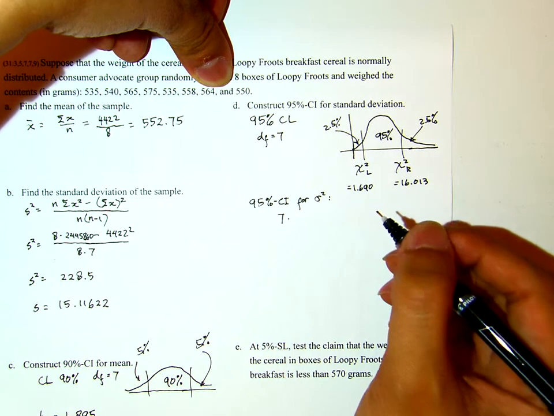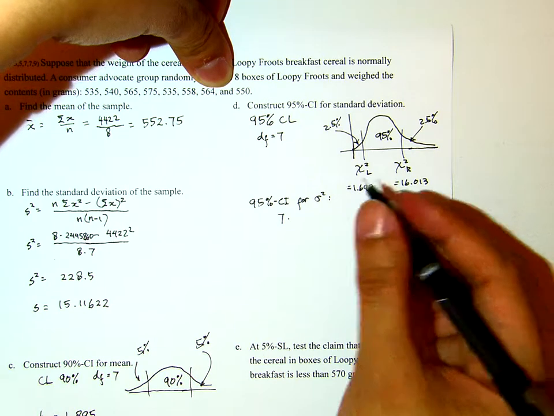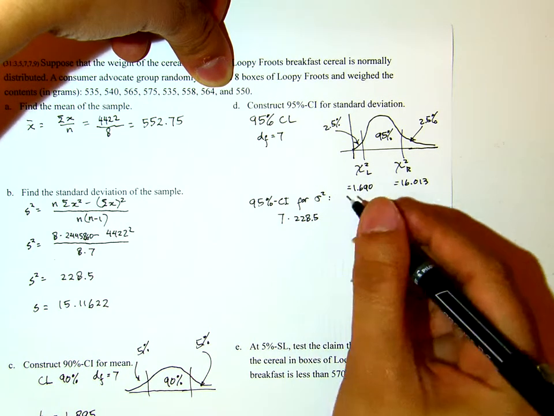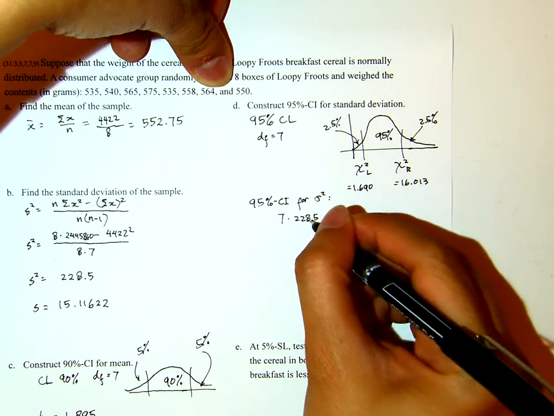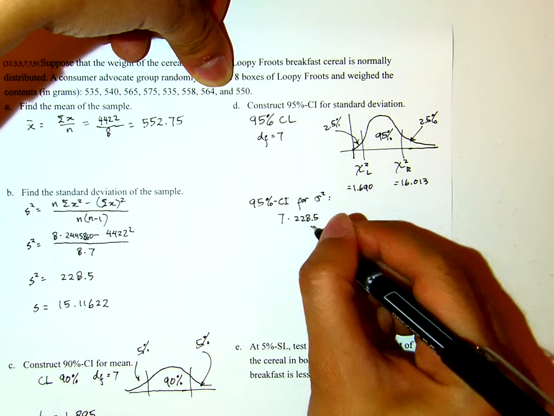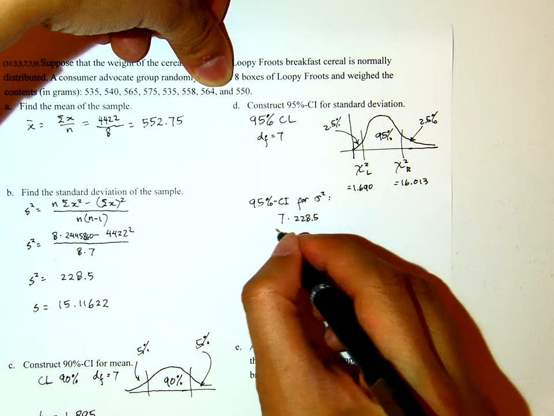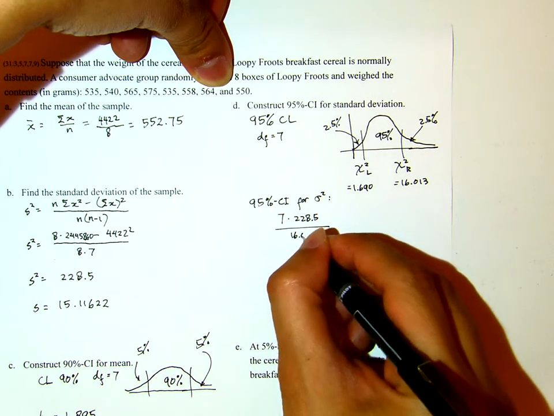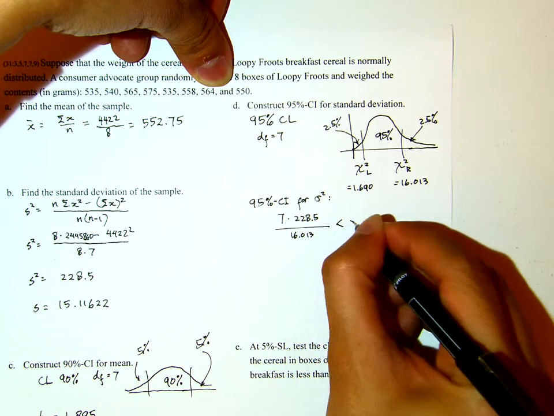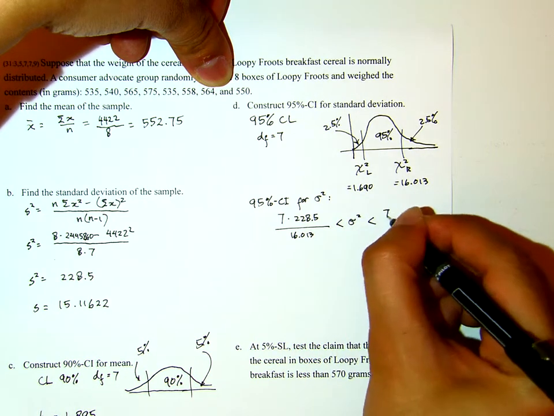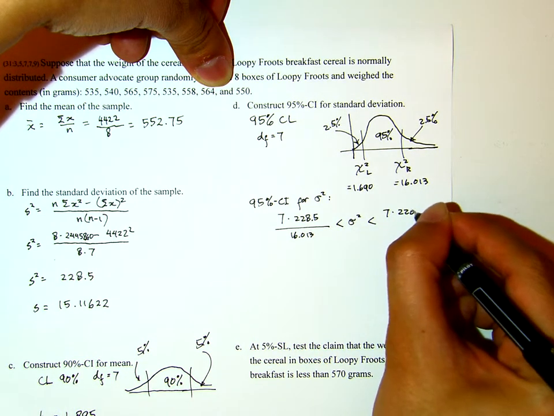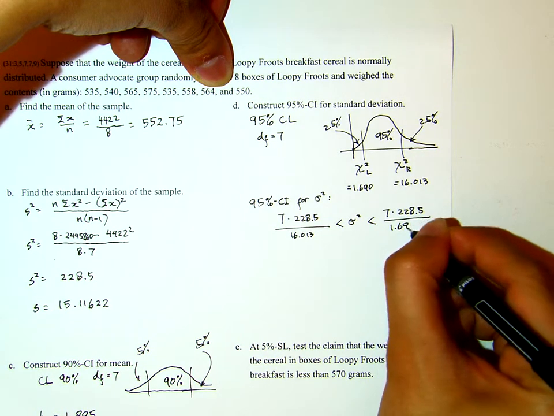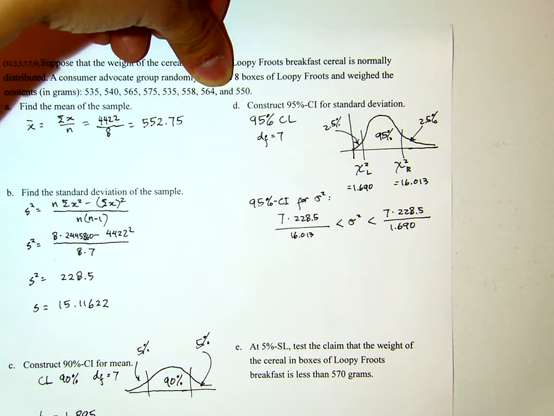degree of freedom 7 times the variance, which is 228.5 sample variance, right? You can use the sample standard deviation, but when you square it, you will get sample variance, over chi-squared r, which is 16.013, less than sigma squared less than 7 times 228.5 over 1.690.